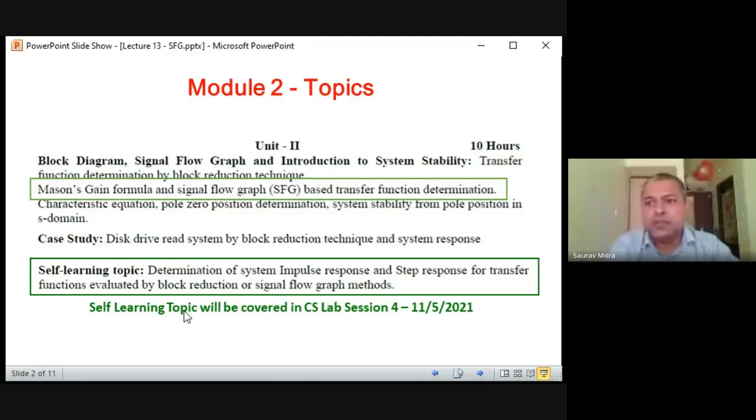Tomorrow's lab we will try to do in that line, that is determination of system impulse response and step response for a transfer function evaluated by block reduction or signal flow graph. For small systems, big systems, we have found out what the transfer function is. That is Y(s)/X(s), output by input, equal to the transfer function. Then how can we use the transfer function to find the impulse response or step response? What is my impulse response? Y(s)/X(s). Instead of X(s), you substitute the Laplace of impulse. Laplace of impulse is equal to 1. That means Y(s)/1 is equal to the transfer function. That means Y(s) is equal to the transfer function.